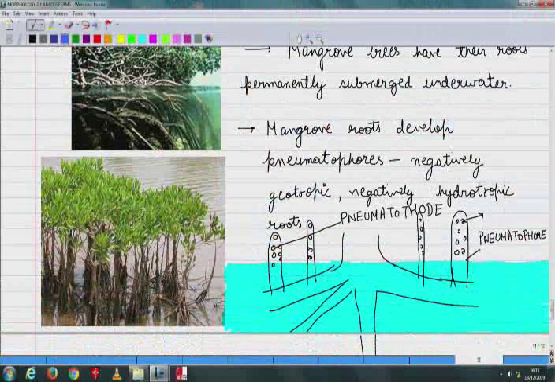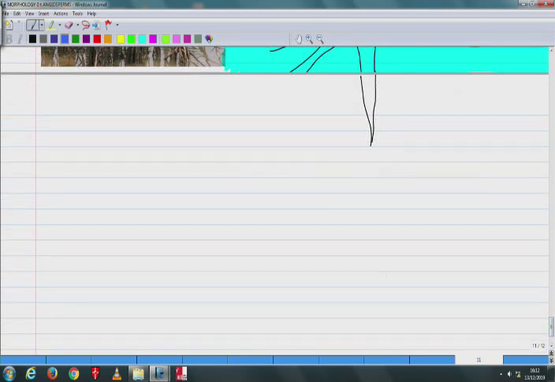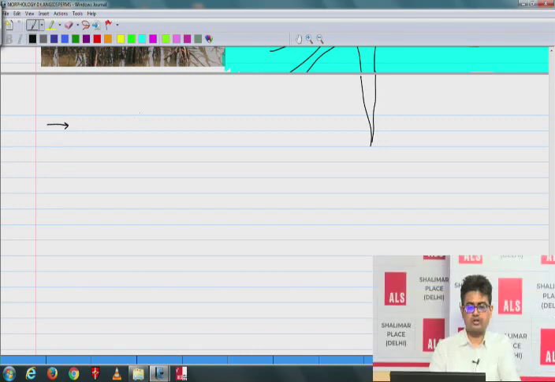Pneumatophore is the breathing root, and the pores inside the roots allow air in. All right, so this is about the breathing roots. Now you can continue writing here.